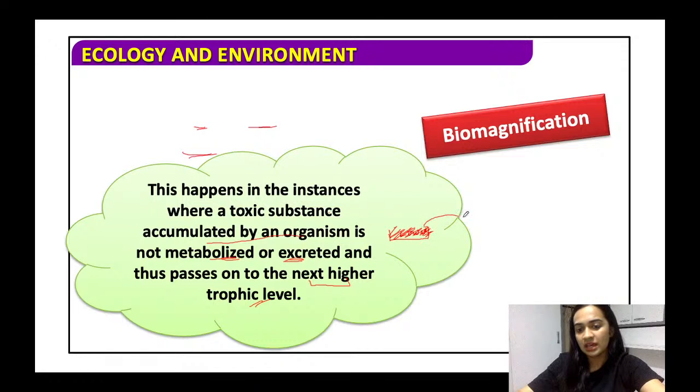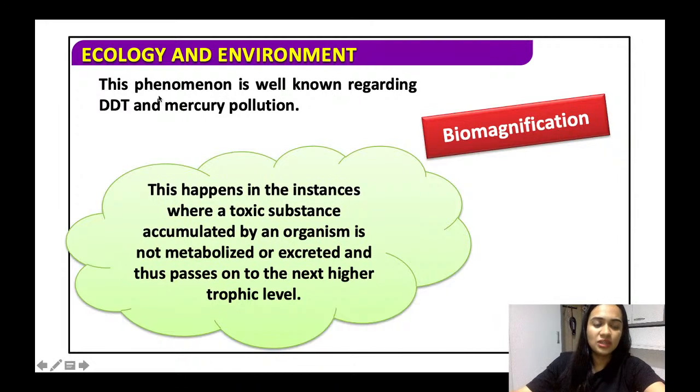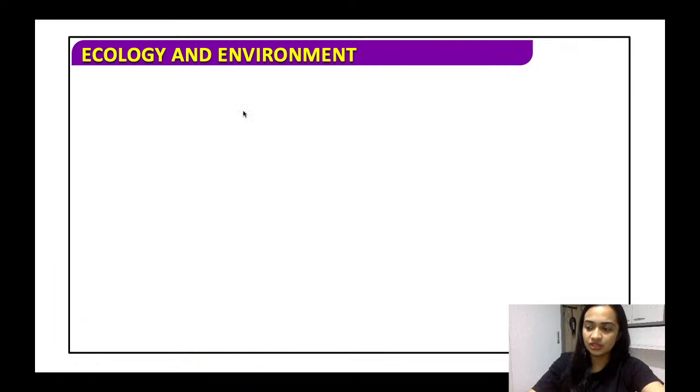Now if this is not eliminated, what happens is it is consumed by the next level. तो अब मेरे नेक्स्ट लेवल के पास भी वो सेम टॉक्सिक मटेरियल प्रेजेंट है, क्योंकि ये उससे एलिमिनेट ही नहीं हुआ है. Now this in turn will be consumed by the next higher trophic level, तो अब ये उसमें मैग्नीफाई हो चुका है. Now this is entirely toxic and it is basically getting magnified. The phenomenon is well known regarding your DDT and your mercury pollution.